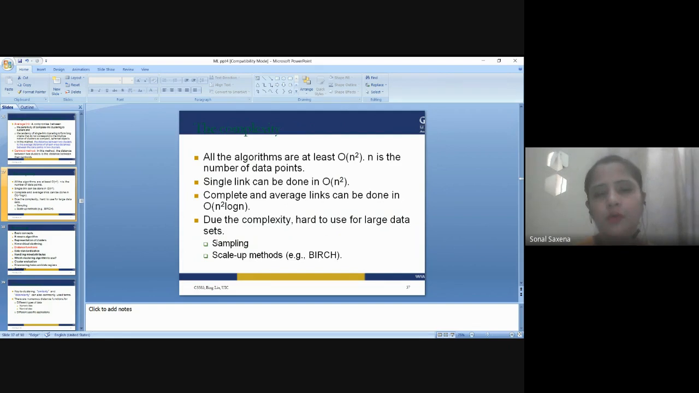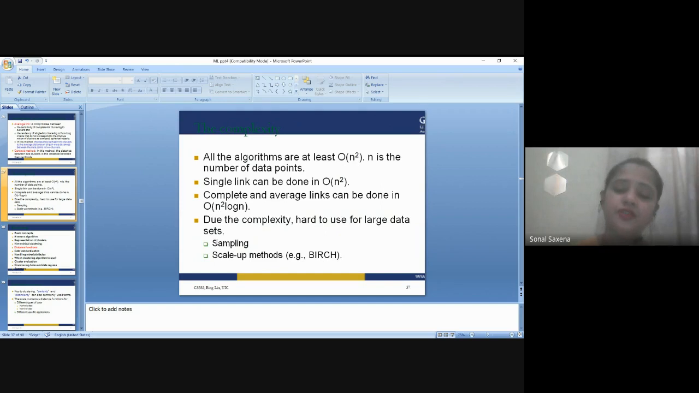Now, if we talk about the complexity of such algorithms, it is actually n square, where n is the number of data points. So single link can be done in big O of n square. Complete and average link can be done in O n square log n. So if you see, complete and average links are more efficient in comparison to single link methods because you can see the difference in the complexity. One is representing polynomial complexity, and another is giving logarithmic complexity.